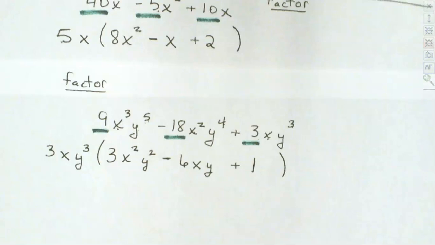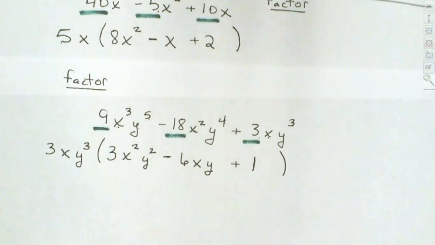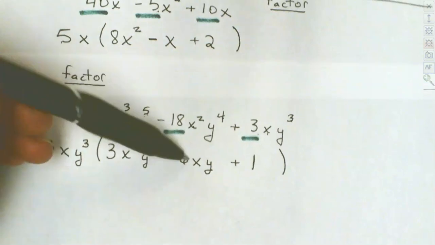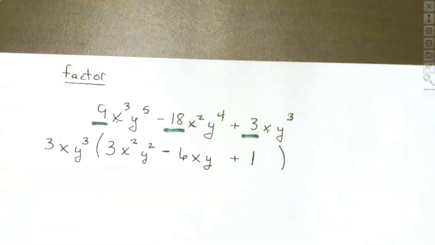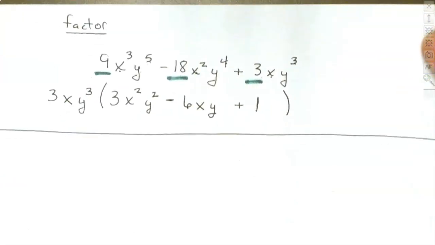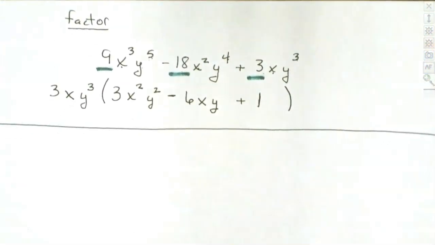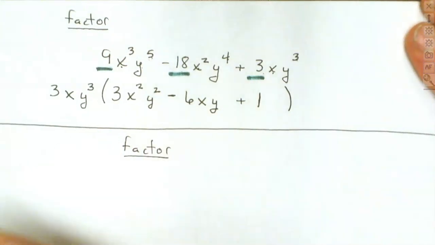Now, when you start, you've got 3 terms. 1, 2, 3. Inside that parentheses had better be 3 terms as well. 1, 2, 3. So make sure you start with the same number of terms that you end with. Also, if it begins with a negative, you always want to factor out a negative. So again, we're going to factor.